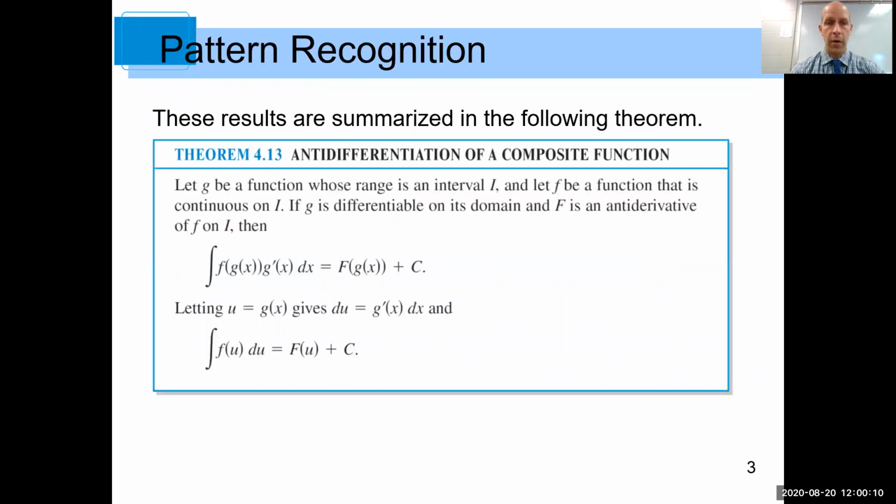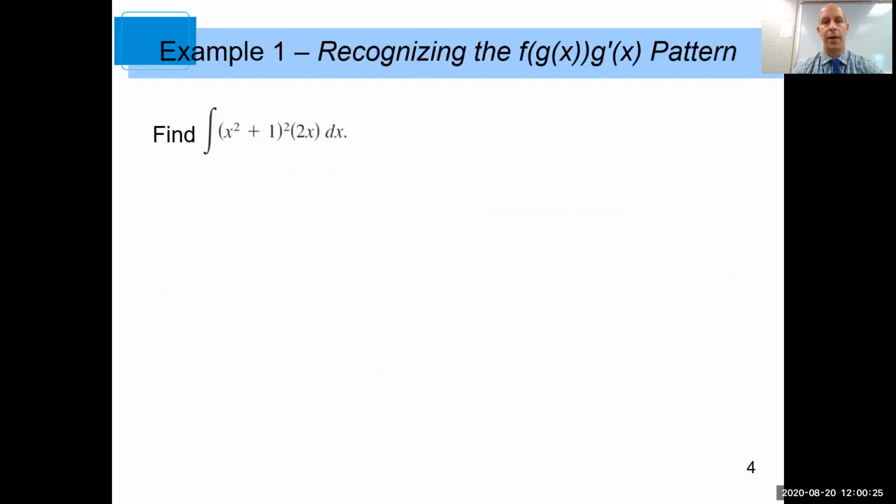So, Theorem 4.13, anti-differentiation of a composite function. This is the foundation of our U-sub, and of course it's titled pattern recognition. So let me go ahead and jump to an example here.